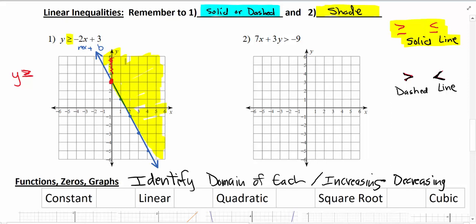Look at how easy that is. I didn't have to check a point. I just had to look at the graph, and I had to look at the inequality sign, and it works every single time. All right, for the next problem, it's in standard form.